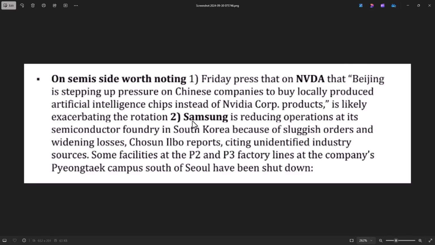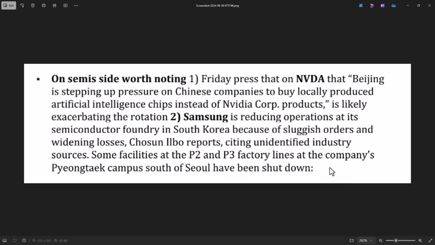Okay. Samsung is reducing operations at its semiconductor industry in South Korea because of sluggish orders. Samsung reducing operations, sluggish orders. Like the things you don't want to hear when you're a semiconductor company. And there they are. Widening losses. You just don't want to hear these things. Unidentified industry sources, some facilities at the P2, P3 companies, campus south of Seoul, shut down.